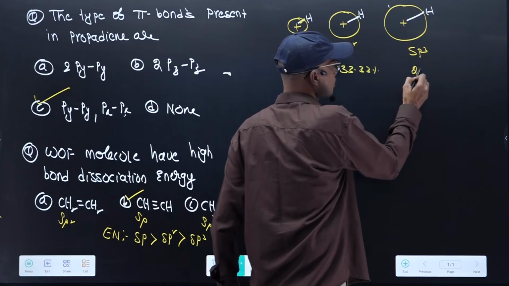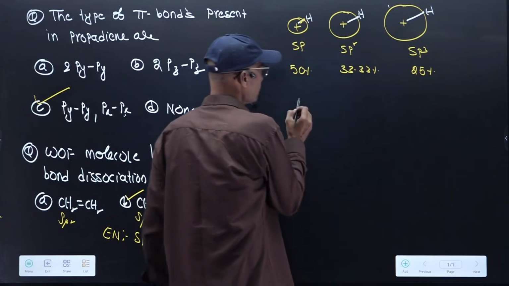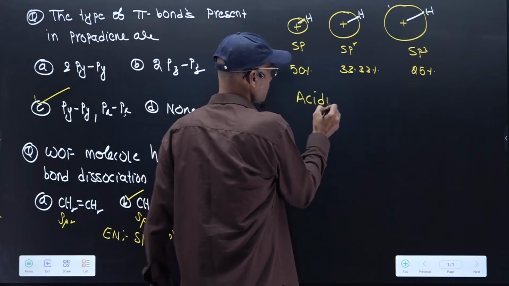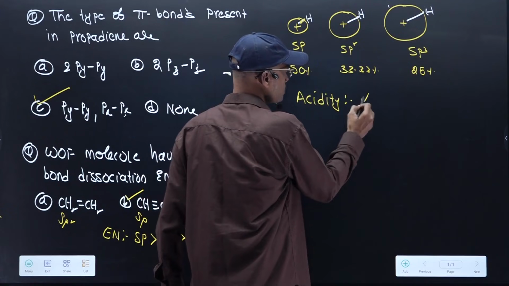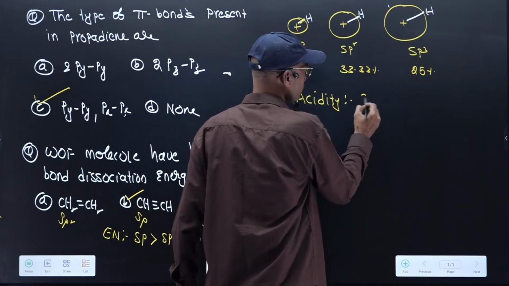So that's why, when the percentage of S character comes, here it is 50%, and what about here? 33.33%, and here it is 25%. So what is the relation between acidity and S character? Acidity is directly proportional to S character.